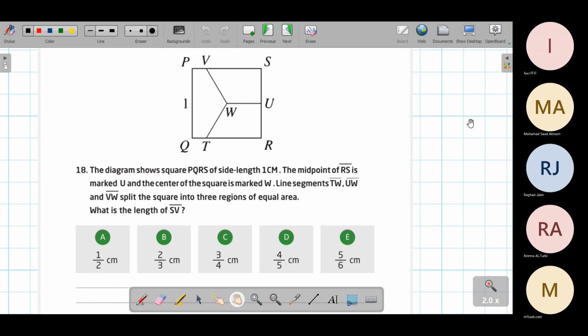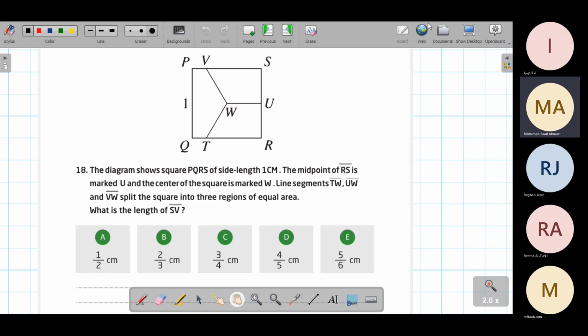I'm done. Yalla. Ragad? Shall I say the answer? Okay, but why? Of course, okay. Yalla. The answer is, I think, it's C. 3/4. Right.